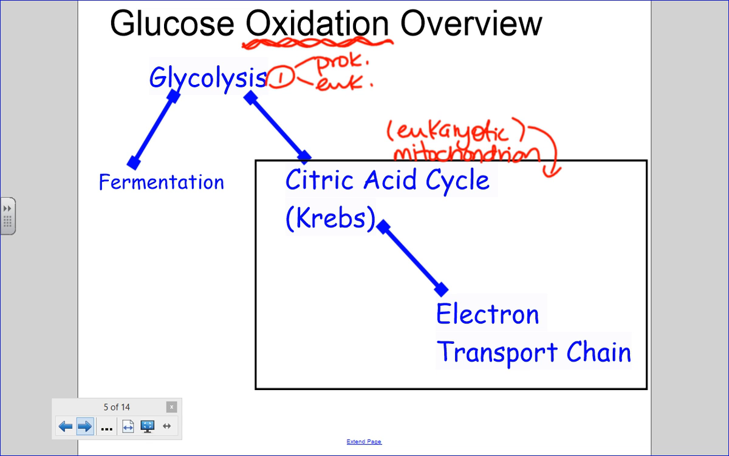After the first step, there's kind of a choice here. And that's the distinguishing factor. Is there oxygen or is there not oxygen? And that's how we'll make the decision after the first step of cellular respiration.